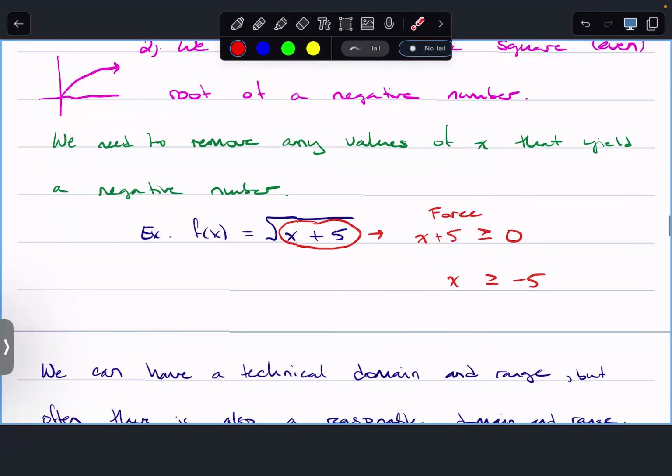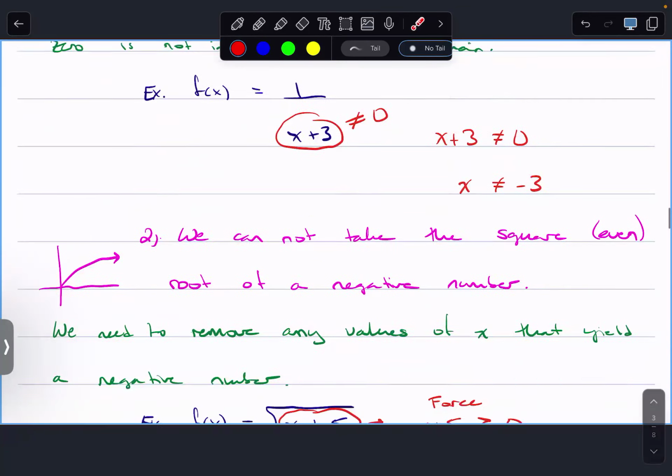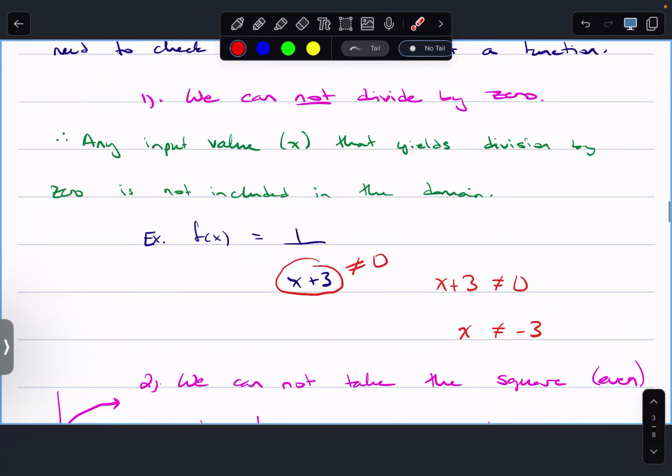Nice. So for now, just those two rules. But again, something I need you to memorize, if it's not already ingrained, is we can't divide by 0, and I can't take the even root of a negative number.